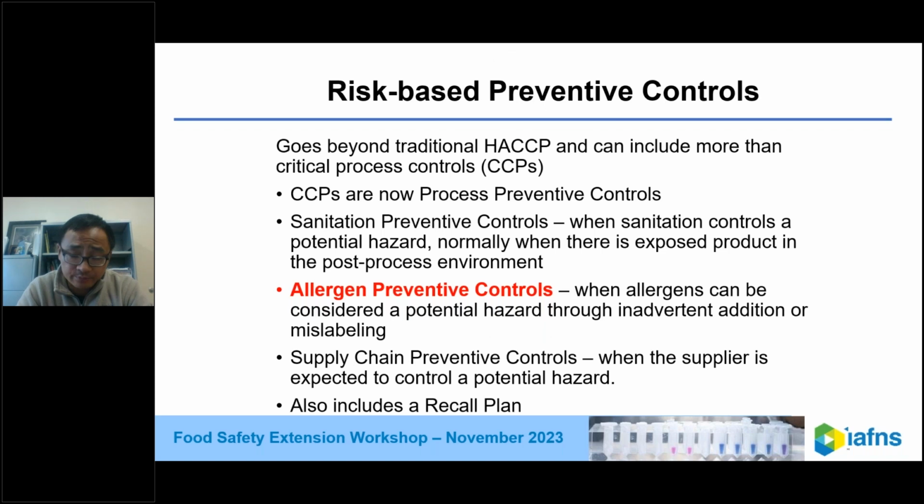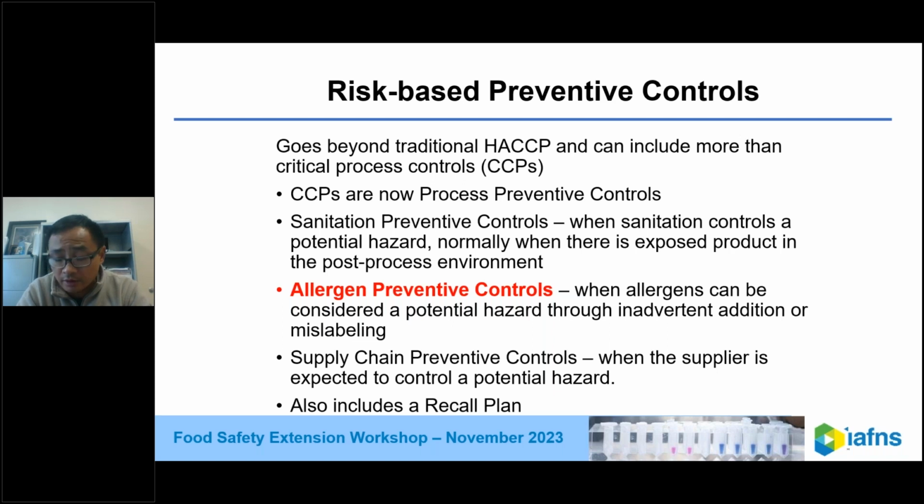Now, HACCP has existed for many years, and FSMA, especially the preventive control procedure, adopted the HACCP concept. However, they made some modifications and added some things, especially broad-based controls, not only process preventive control. They include sanitation preventive control, when sanitation is a potential hazard. Allergen preventive controls, I marked red here because I always think this is new for FSMA. Supply chain preventive control, and finally, you have a recall plan.